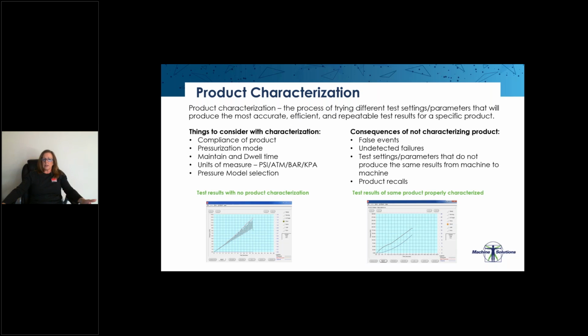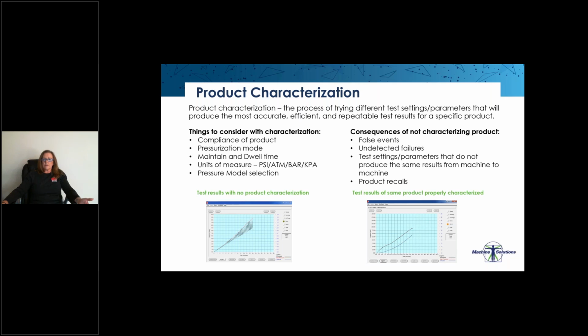The HBLT allows us to select PSI, atmospheres, bars, and kilopascals. And then what model pressure tester do we want to use? The HBLT is available in models that have a maximum pressure ranging from 25 PSI all the way to 5,000 PSI. And there are reasons for using different models.